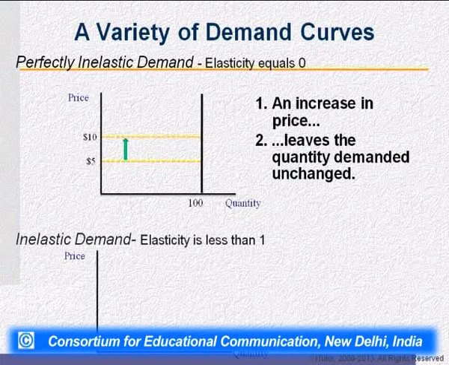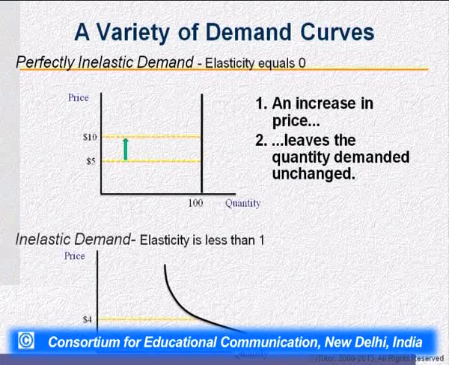Quantity is 100. If the price goes from $5 to $10, the quantity demanded is unchanged. Perfectly inelastic, it makes no difference to it, however much the price changes, there is not a single impact of prices on demand.